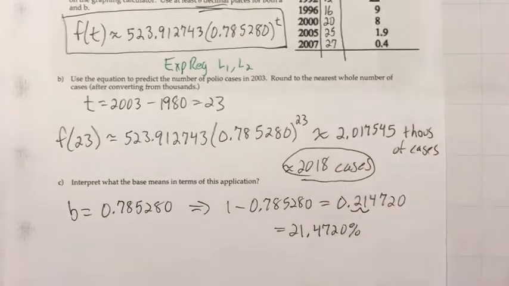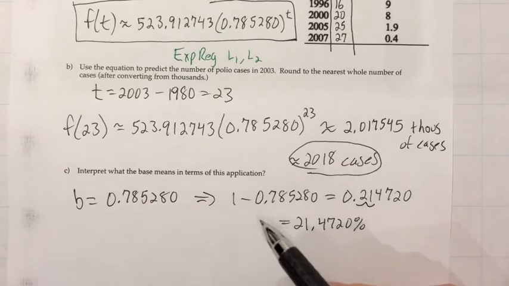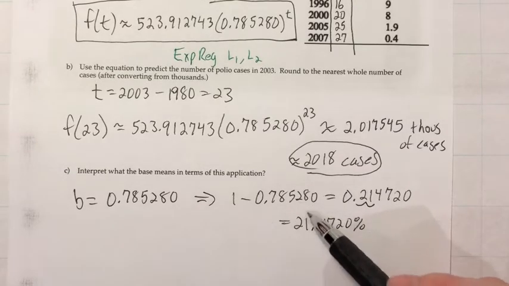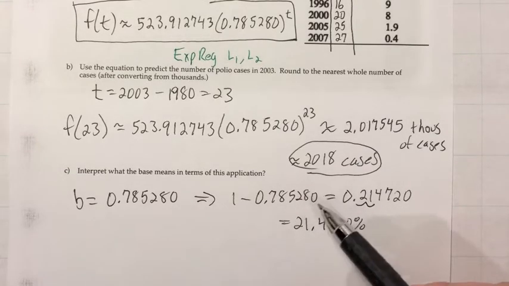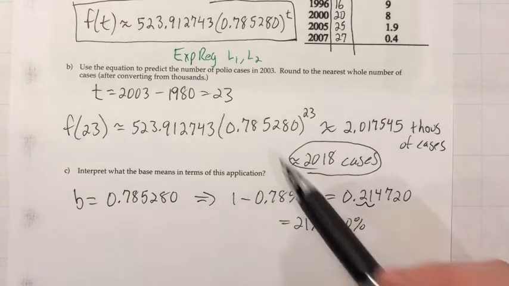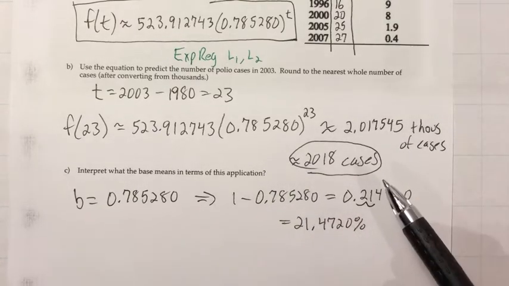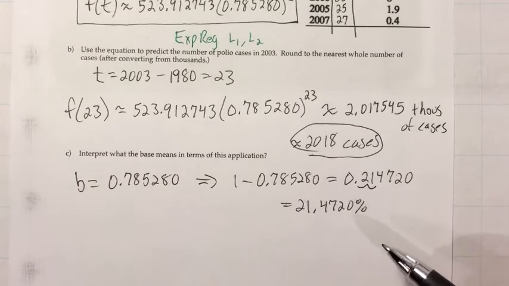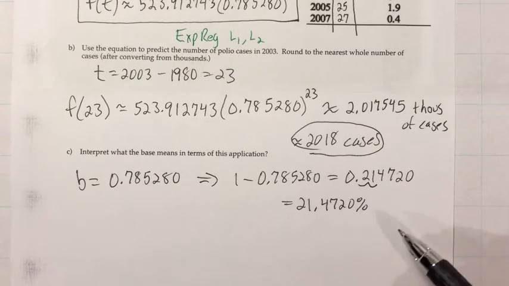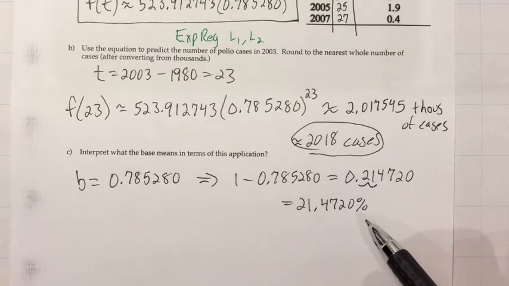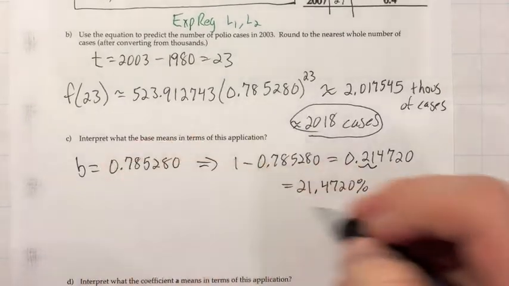21.4720%. And that difference between 1 and your base is either the growth or decay percentage, and because the base is below 1, it's a decay percentage. So every year the number of polio cases is decaying or decreases by this 21.4720% from the previous year. So let's write that out.